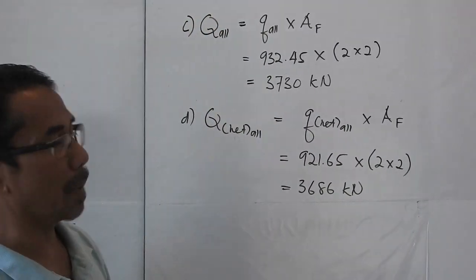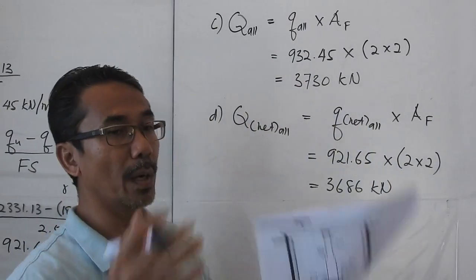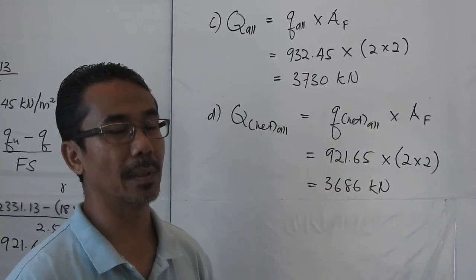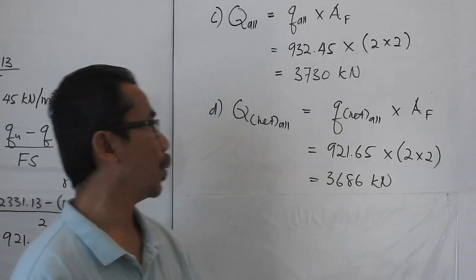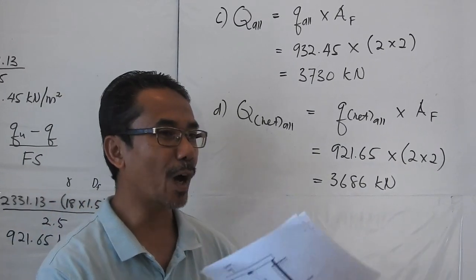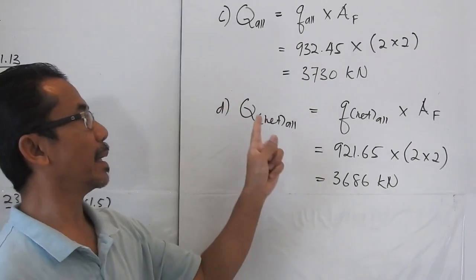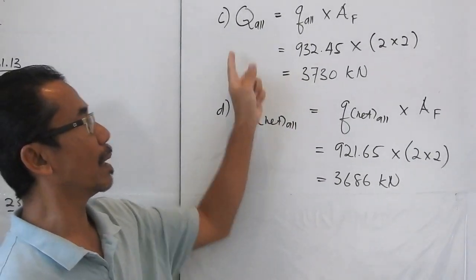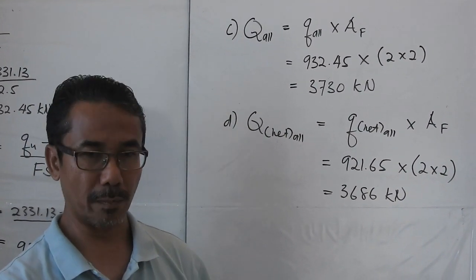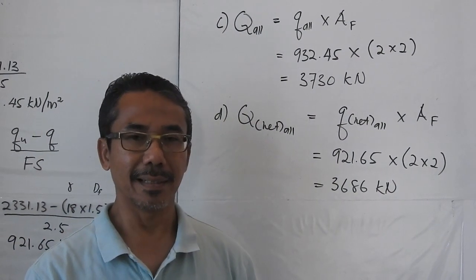So for this Q allowable, it represents the allowable load from the structure plus the load of the footing plus the load from the soil above the footing. Whereas in case of D, Q net allowable here represents the allowable load from the structure itself. So you can see the difference between allowable and net allowable. Here allowable is the gross, total load from structure with footing, with soil above footing, and here the net allowable is the load from the structure itself.